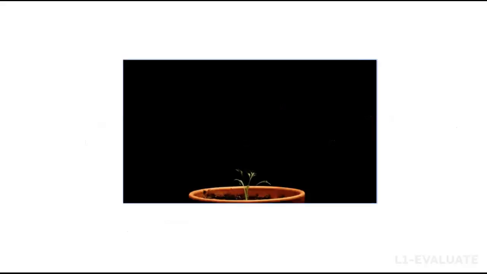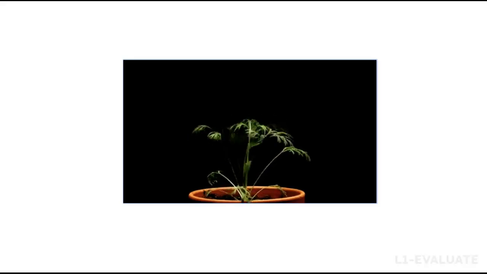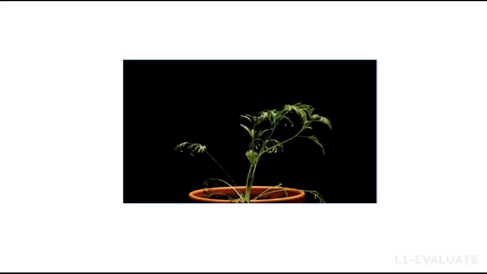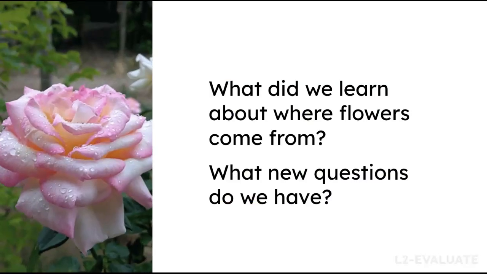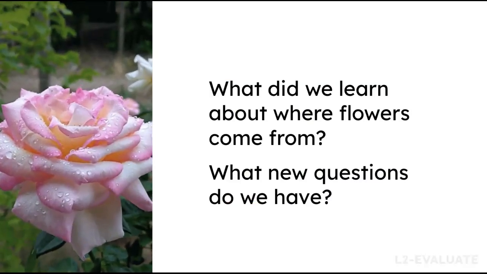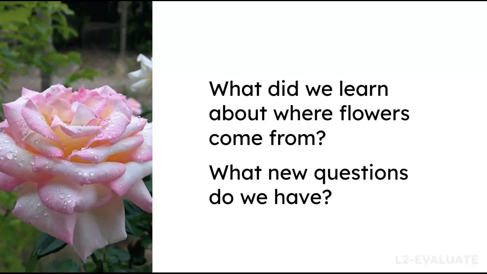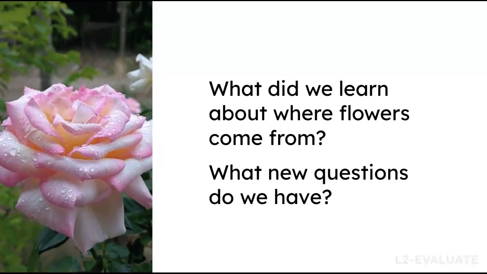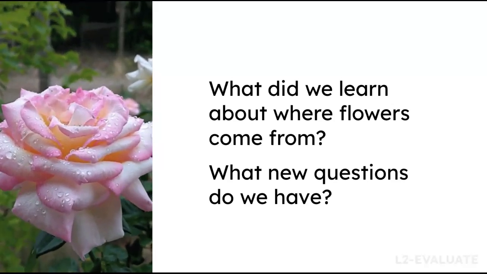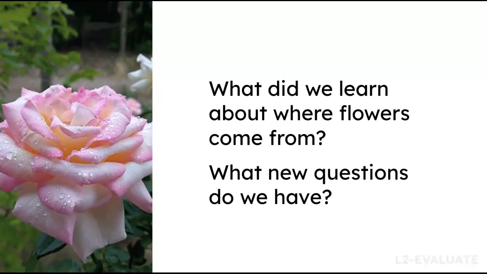If students were not able to see the whole life cycle with their plants, you can show them a video of the poppy seed flower. Students can draw the life cycle using what they see in the video. To support student sense-making across the unit, orient them back to the driving question board. Ask, what did we learn about where flowers come from? And what new questions do we have?